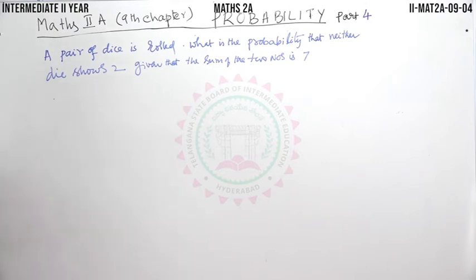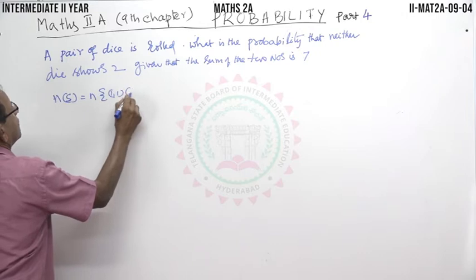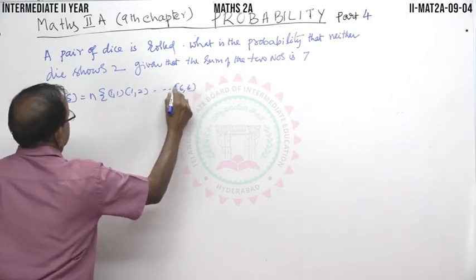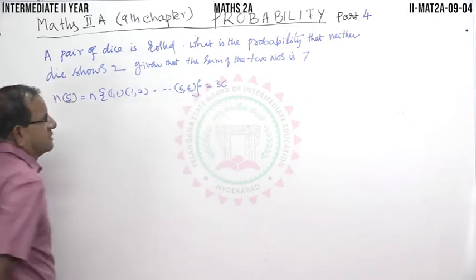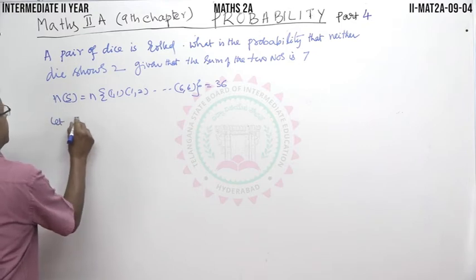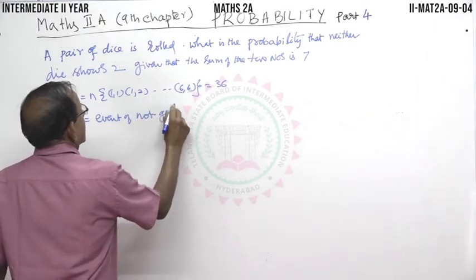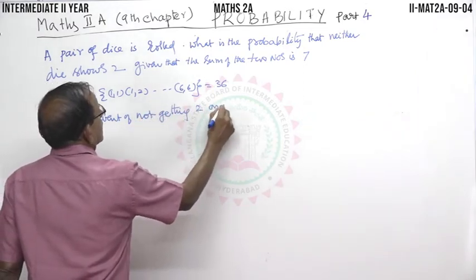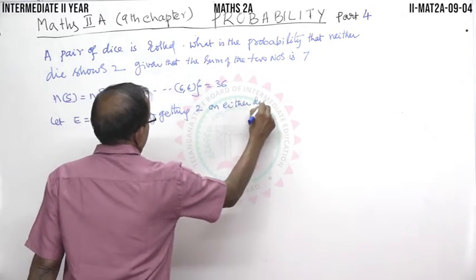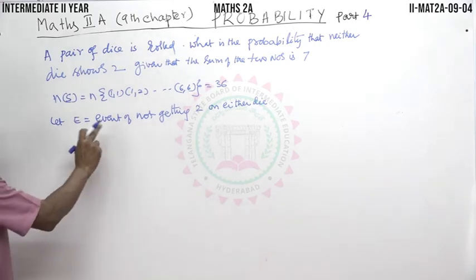First, if you roll 2 dice, what is the total number of sample points? That is N of S. N of S is equal to 1,1, 1,2, etc., up to 6,6. That is 36. 36 possible outcomes are there. Let us take E is equal to event of not getting 2 on either die. We should not get 2 on either die. So how many possible outcomes are possible with that condition?